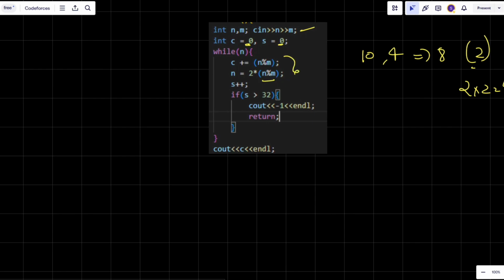After performing each step we are incrementing our s. As I said, I'm going to have an answer within 30 to 40 values, so I'm taking s as 32. If my number of steps is greater than 32, I'm sure that there are going to be some repetitions, and hence I'll print -1. If there are no such conditions, then I can say that I can divide n apples among m people. I'm going to print my count, that is the number of cuts I should be making to divide n among m people. That's it.